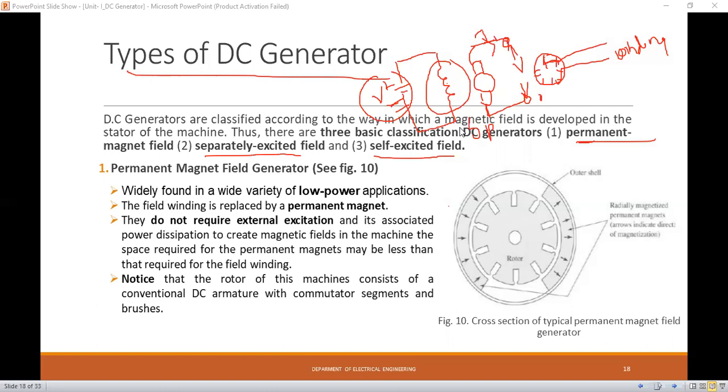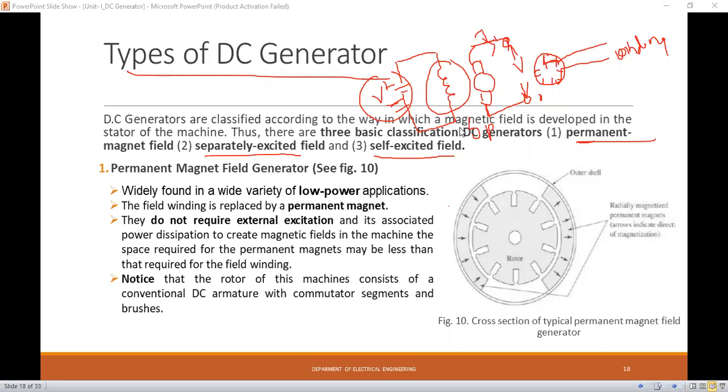लक्ष देते का बघा? Separately excited is nothing but how the field winding is developed. Field winding कशी डेव्हलप करतोय त्याच्यावरून त्याचे तीन टाइप आहेत. First one is the permanent magnet. That means we are using a permanent magnet. आपण permanent magnetic field use करतोय for producing a field.